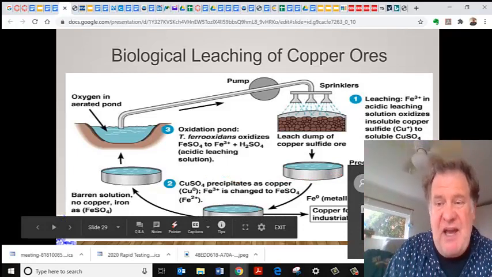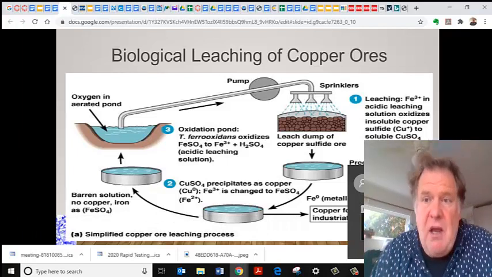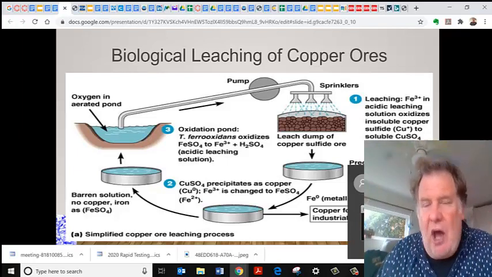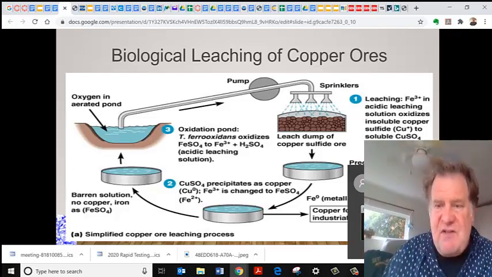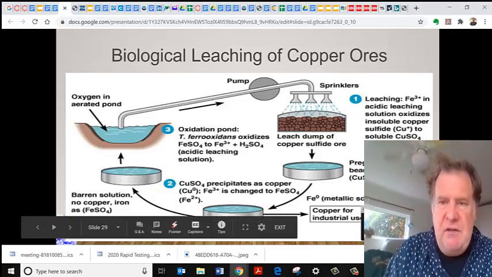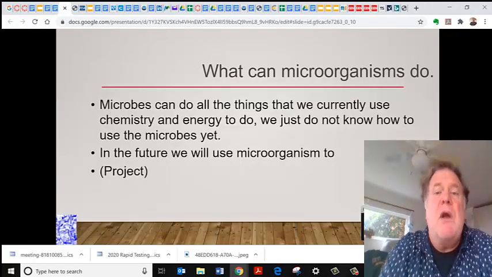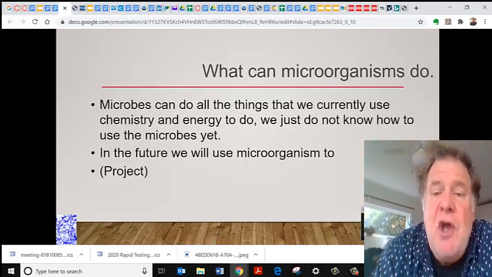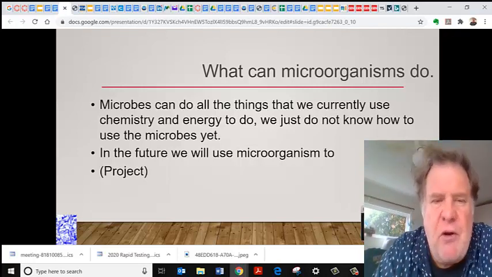You wouldn't get enough money on it. Because think about it, how much do you spend for a penny? If you had to move a ton of material to get the copper and metal in that penny, it would be way too expensive, yet we can do it. Why? Because microorganisms are doing the heavy lifting for us. Thank you, microorganisms. Okay, again, what can microorganisms do? Microorganisms do all the things that we currently use chemistry and energy to do. We just don't know how to use the microorganisms yet. We don't know how to ask the microorganisms how to do this yet.